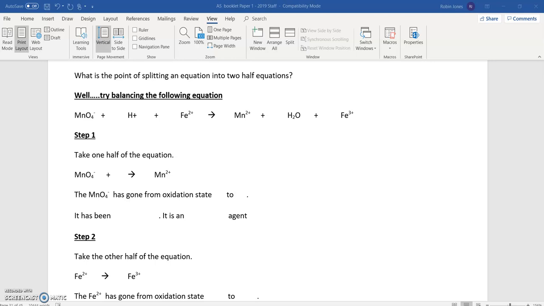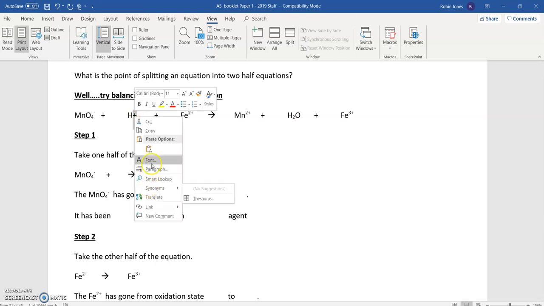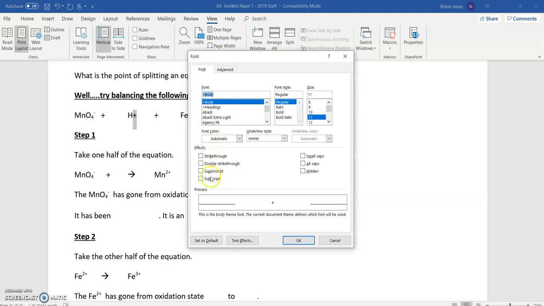So if I have an equation here, say for example MnO4 minus plus H plus plus Fe2 plus goes to Mn2 plus plus H2O plus Fe3 plus, it's very difficult to balance. We've got to balance it in terms of the number of atoms, Mn's, O's, H's, Fe's, and we've got to balance it in terms of the number of charges, and that becomes very tricky. So let's have a look at how we can do that.